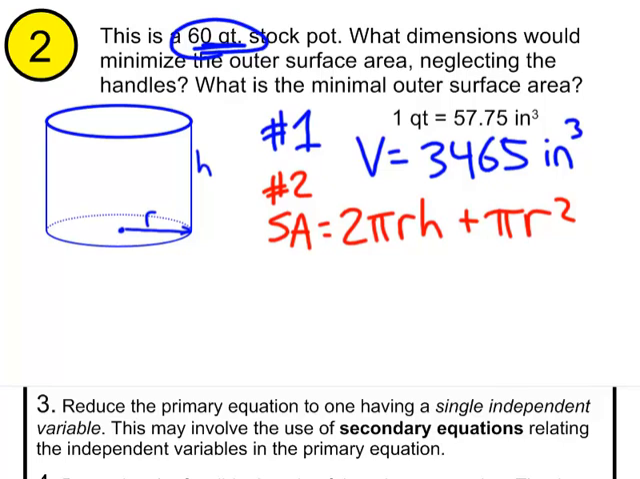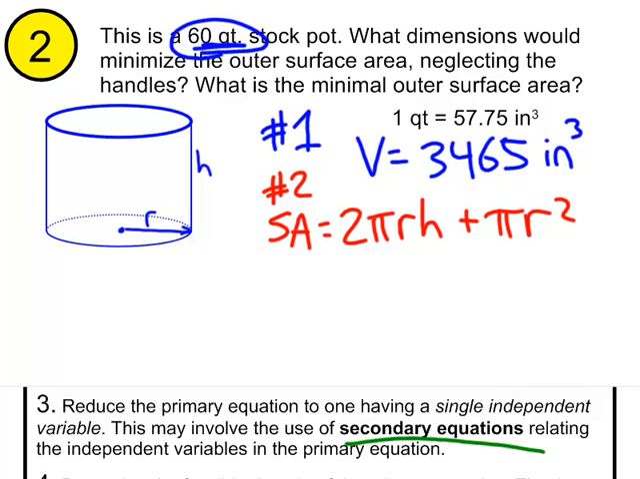So step 3 is where we reduce the primary equation to one having a single independent variable, whether we get it down to just r's or whether we get it down to completely in terms of h, doesn't really matter. We'll go with whatever's easiest. And this may involve the use of secondary equations that relate the independent variables. So if there's a secondary equation that can relate r and h, that will allow us to get this surface area in terms of a single variable. So what else is going to relate r and h? Well, how about volume, right?